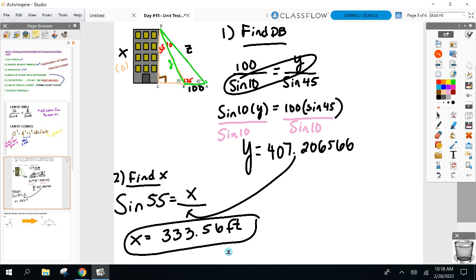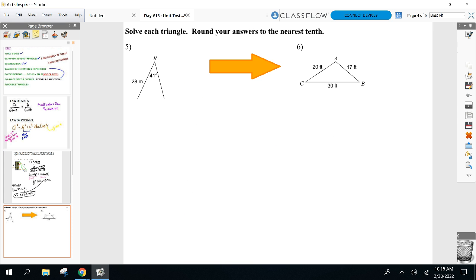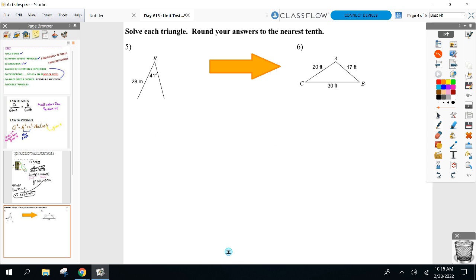Go to Classroom for me. Go to your unit test review material. One of the files should be law of sines, cosines practice. And can you go to number 6? We're going to work with number 6.